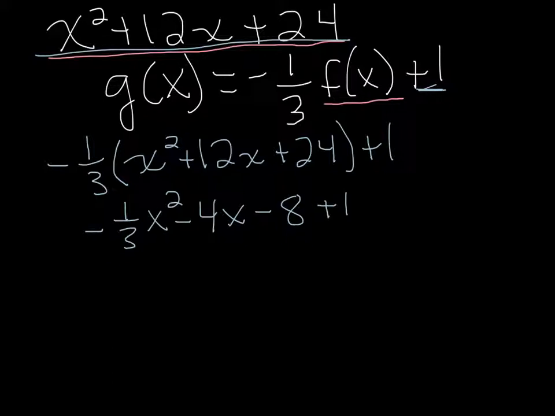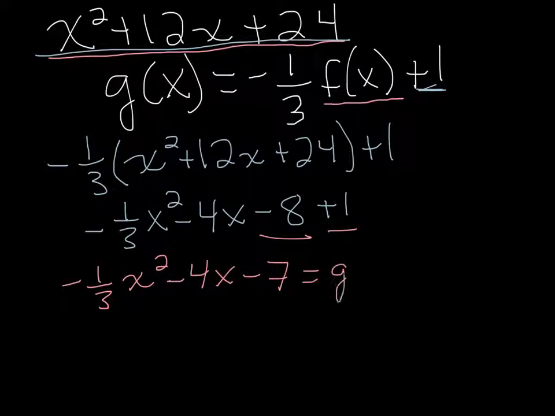Now I'm going to combine my like terms, negative 8 and 1. So I get negative 1/3 x squared minus 4x minus 7. And that is going to be g of x now. So pretty simple to do that.